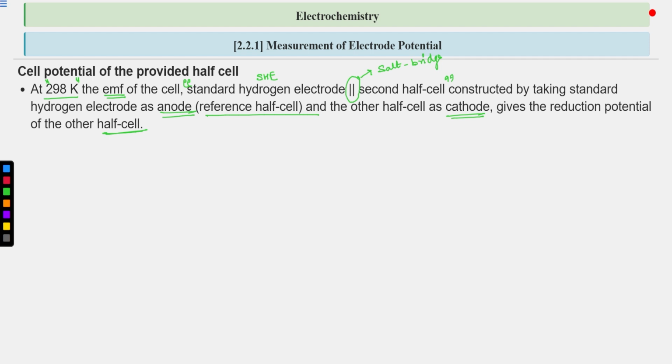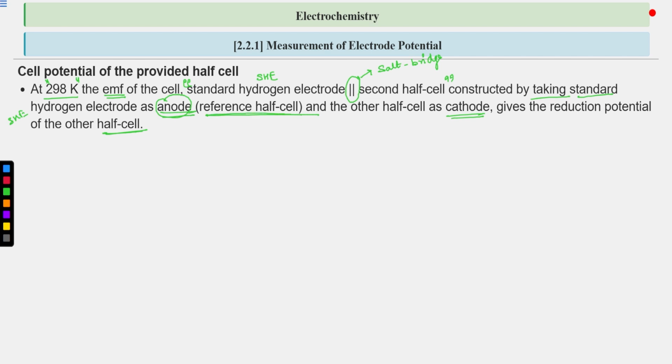So we are taking the standard hydrogen electrode as one half cell, salt bridge, and the second half cell. So this is given the representation of a cell. So at this temperature, the EMF of this cell, which is constructed by taking standard hydrogen electrode, that means SHE, as anode. Okay, try to understand. Here SHE is taken as one half cell, which is acting as anode.